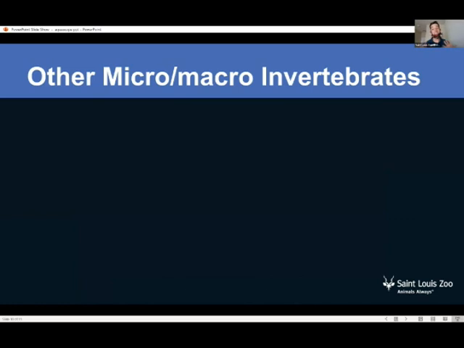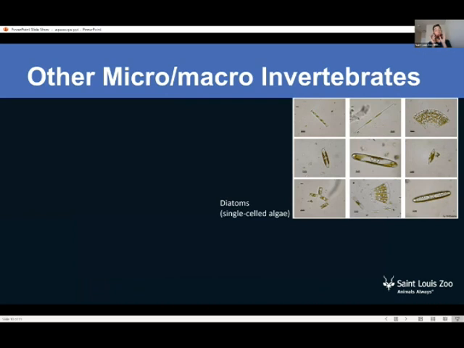Okay, now our last slide of the day. Bear with me, guys. We're almost there. We have a few really cool macro and micro invertebrates to get to.